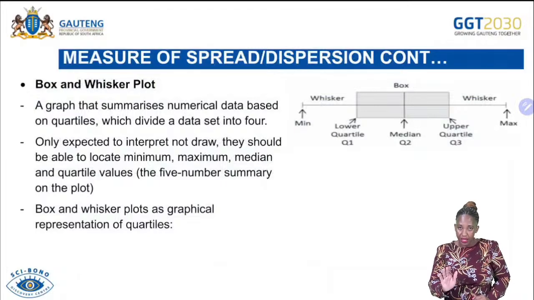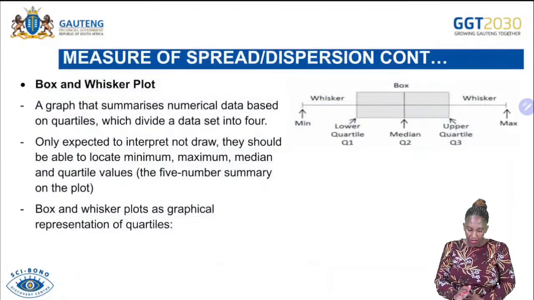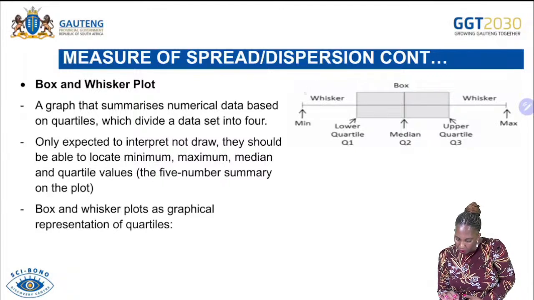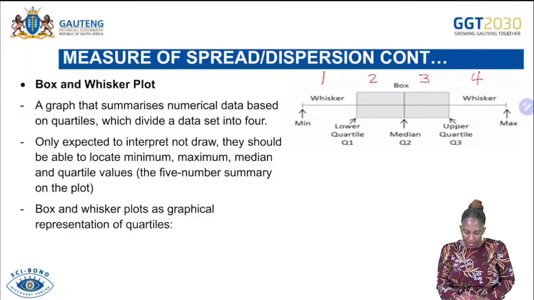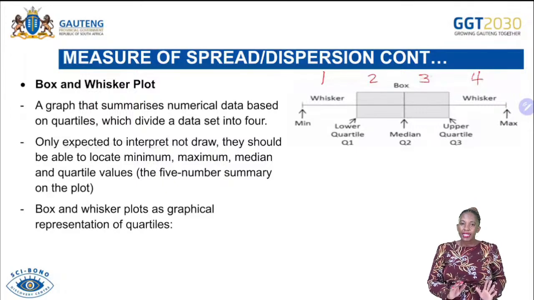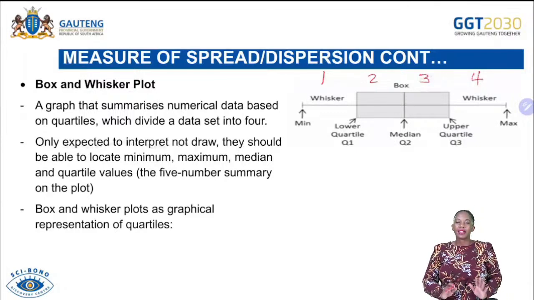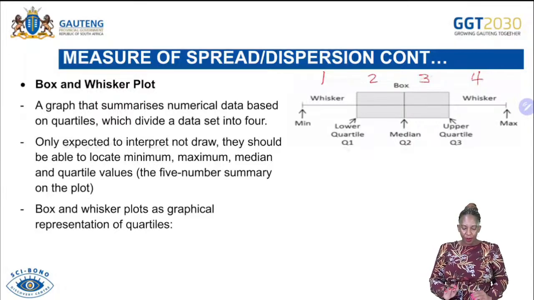Let me just quickly explain this so that you understand it. The box and whisker plot: we say it is a graph that summarizes numerical data based on quartiles. These are our quartiles or our quarters. We have quartile 1, quarter 2, quarter 3, and quarter 4. We said we divide the data into 4 quarters. As a grade 12 learner, the examiner does not expect you to draw this box and whisker. You are only expected to interpret it, not to draw it.